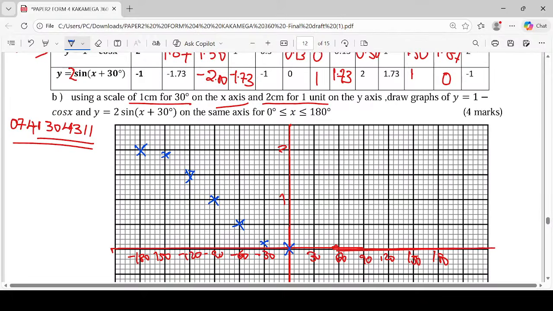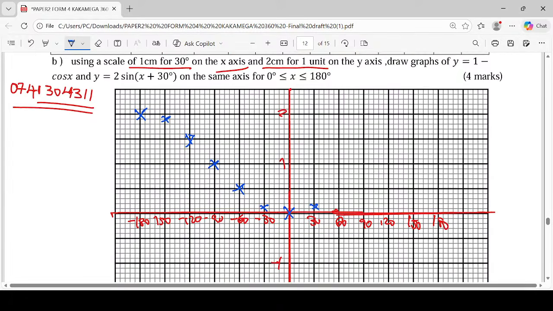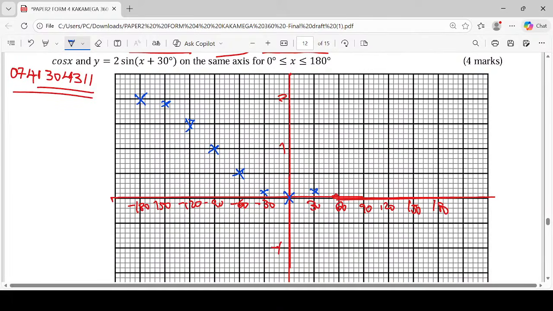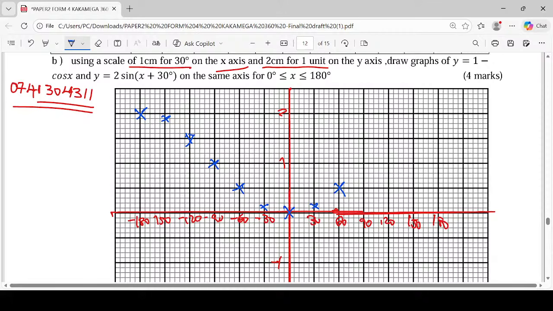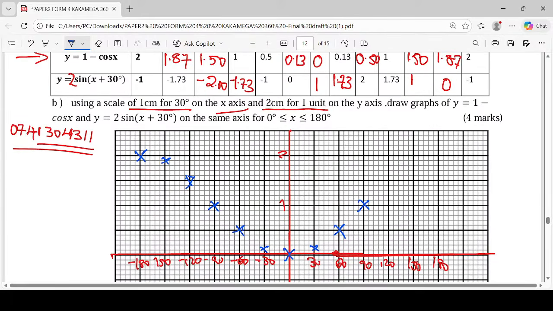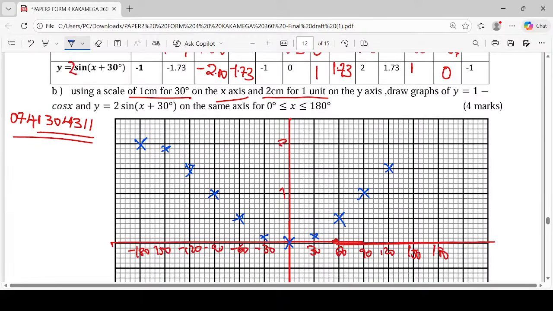Look at how I'm doing my plotting. 30, 0.13. 60, 0.5. 90, 1. 120, 1.5. 150, 1.87. 180, it's a 2 there at 180.